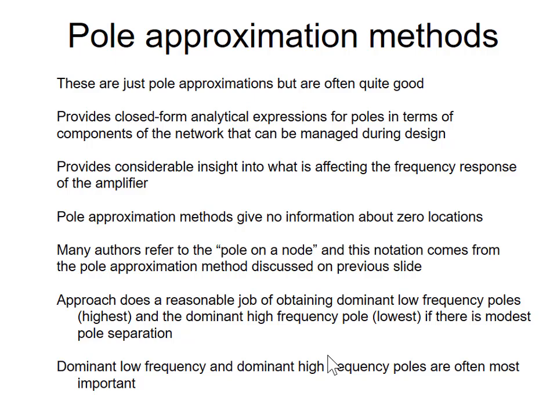Even though they're approximations, they save us the job of solving this high order polynomial and factoring it. It provides closed form analytical expressions for the poles in terms of the components of the network. It provides a lot of insight into what's affecting the frequency response of the amplifier. This loses all information about zeros. If there are zeros in the network, we don't get the zeros, we only get the poles. As I mentioned, we oftentimes refer to these as poles on a node because these are the dominant contributors to the poles typically.